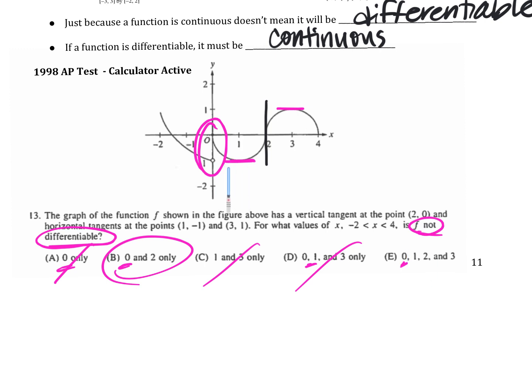What's my slope at 1? 0. What about my slope at 3? 0. Is 0 okay? Sure. So B it is.